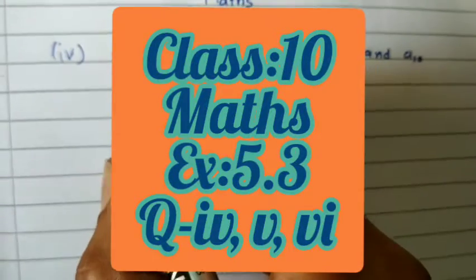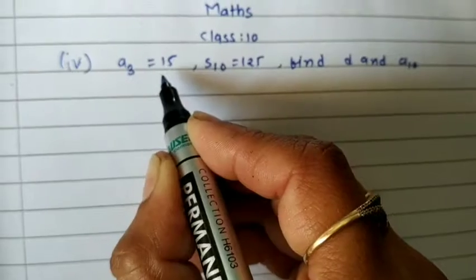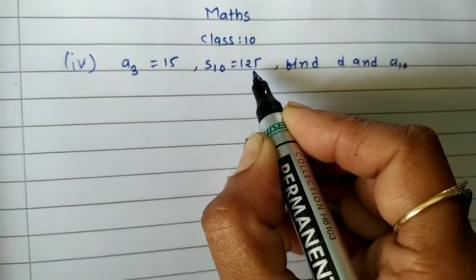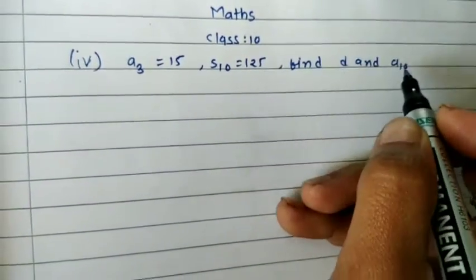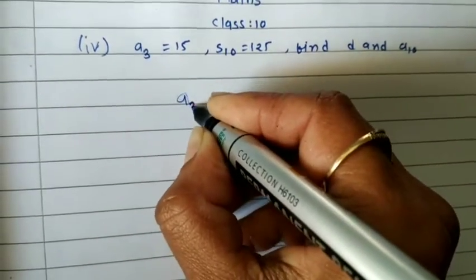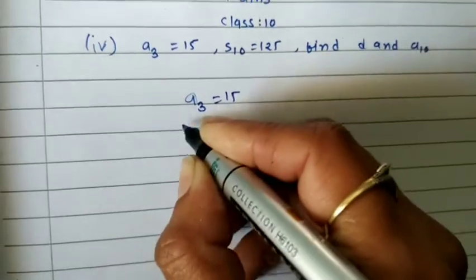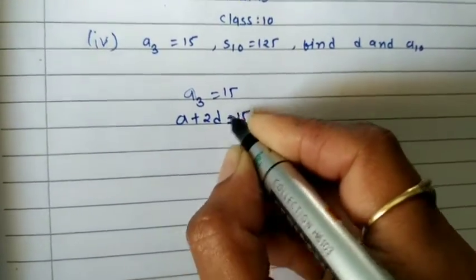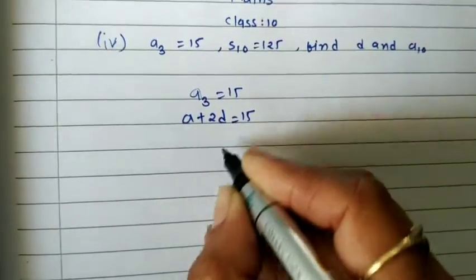So as you can see, here A3 is given as 15, and S10 is given as 125. We have to find d and a. So let us do the process. Here we write A3 equals 15, which is actually a plus 2d, and that equals 15. We got an equation, we will keep it as it is.